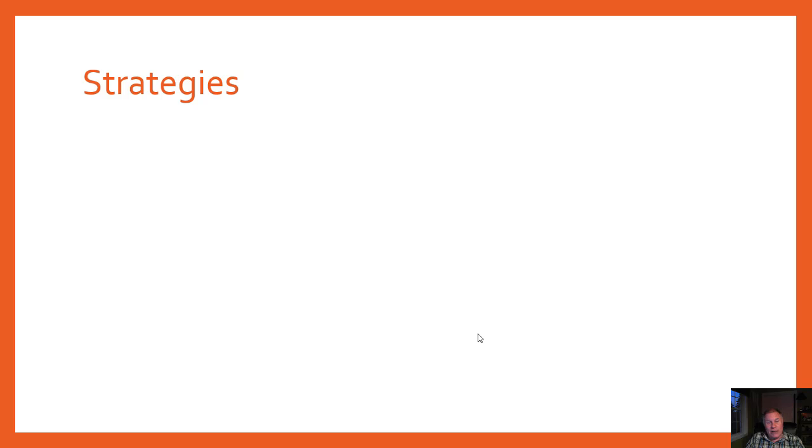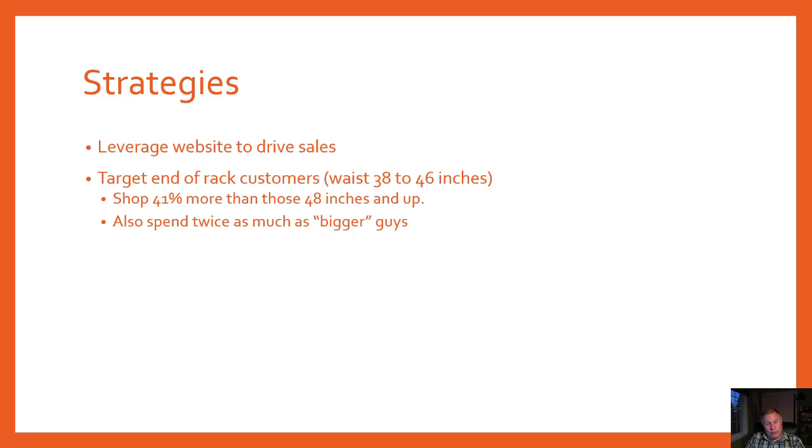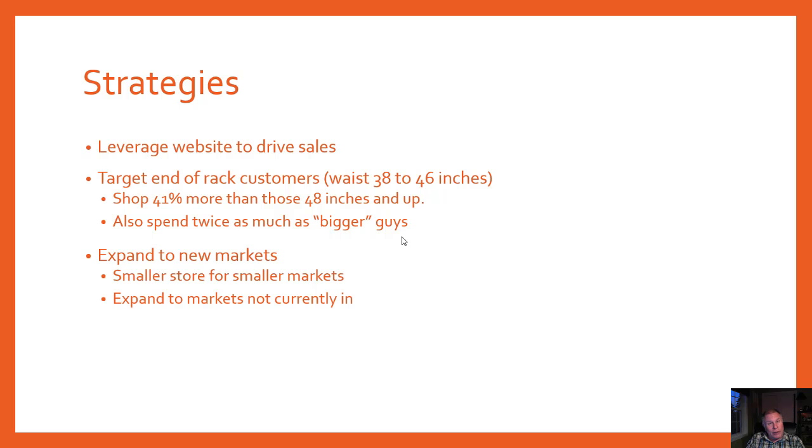Some of the other things they're doing: they're leveraging their website to drive sales. Target end of rack customers. These are people with waist 38 to 46. They shop 41% more than 48 inches and up. They also spend twice as much as bigger guys. They're expanding to new markets, smaller stores, expanding to markets not currently in, and building brand awareness. So that's Destination XL. It's just a brief look at a sample. So when you go to put your four companies together, look at this as a model.